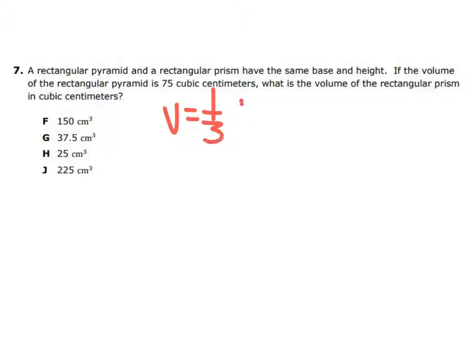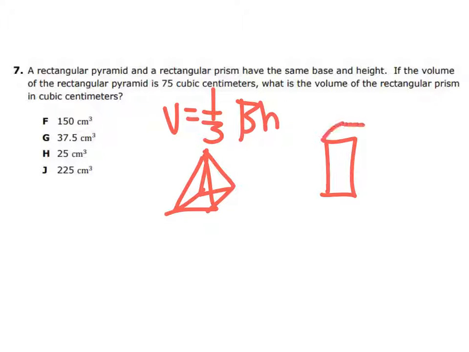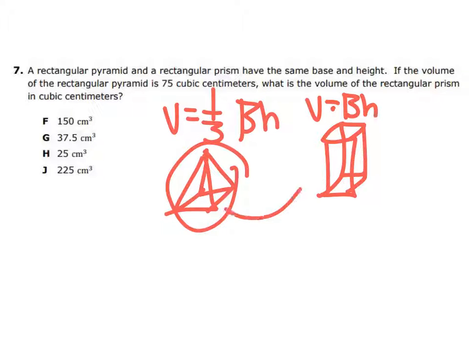Now, if we go back and we talk about the relationship of why is the volume of a pyramid 1/3 capital BH and the volume of a prism, let me draw my pyramid here, and why is a prism just BH? Well, that's because we know that 3 of the pyramids fit into a prism.